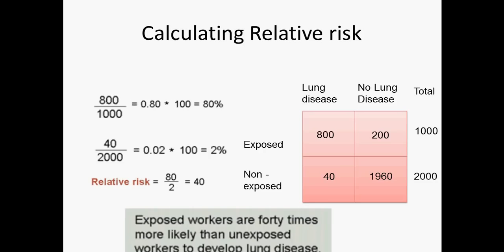Now, the point to remember over here is, you can see here that the relative risk is like 40 times higher amongst the exposed group. But again, we need to remember that this is not enough to prove causal relationship between exposure to the toxic substance and developing lung disease. So this is what we need to remember.